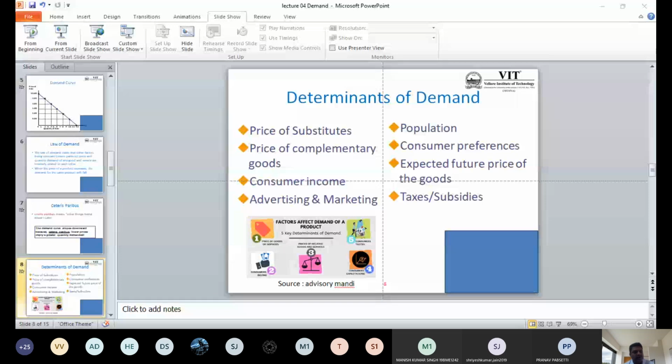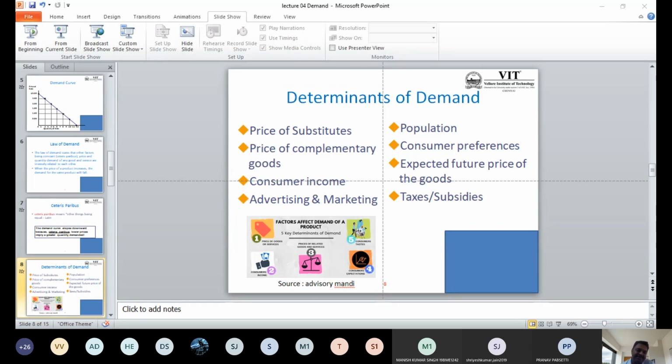And expected future price of the goods. What is the expected future price of the goods? We are now in a lockdown period. We don't know when it will be closed, when it will be open, all that. Suppose the Chief Minister of Tamil Nadu says, coming Friday onwards, another round of lockdown for 15 days, then the vegetable price and grocery item price will suddenly shoot up. Why? We know after lockdown, it is very difficult to get those things. So people will try to predict the price. It's going to be high, let us buy now itself. They go and buy. Because people buy now, the demand for those items is high. So the expected future price of the goods is a big determinant of the demand.